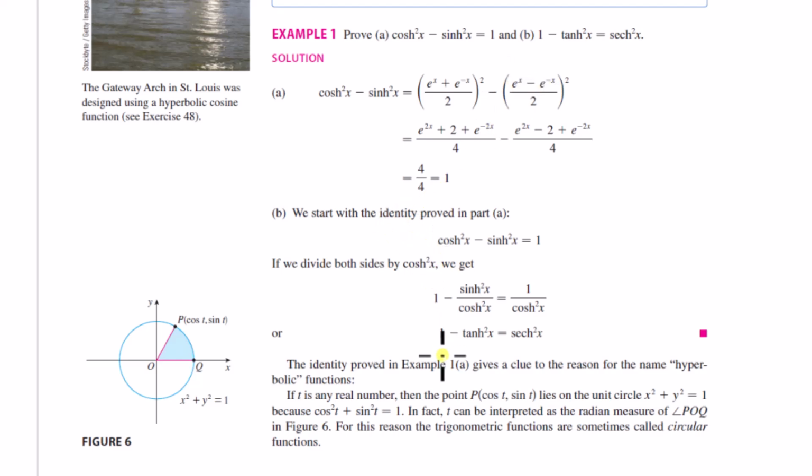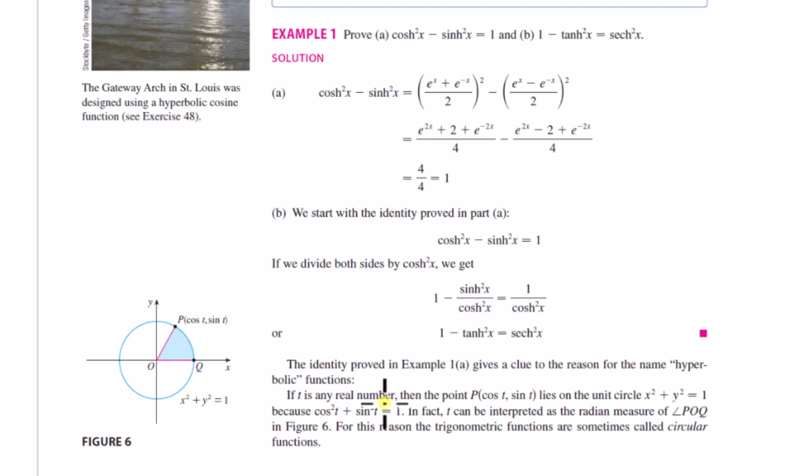And then here they prove 1 minus hyperbolic tangent squared is equal to hyperbolic secant squared. They start with this identity, divide by hyperbolic cosine squared, and there you go. The identity proved in example 1a, hyperbolic cosine squared minus hyperbolic sine squared is equal to 1, gives a clue to the reason for the name hyperbolic functions.